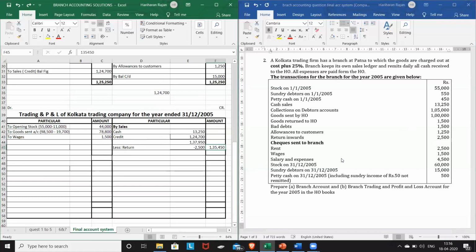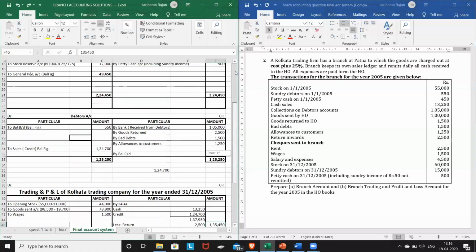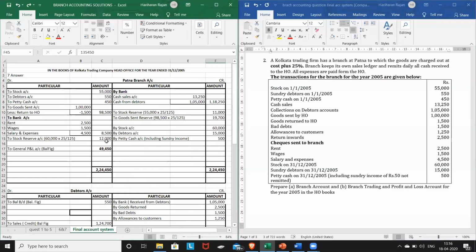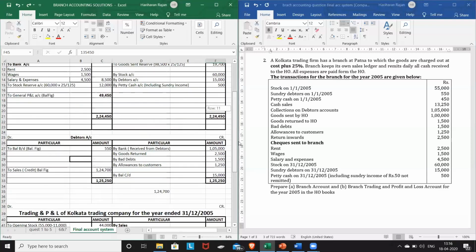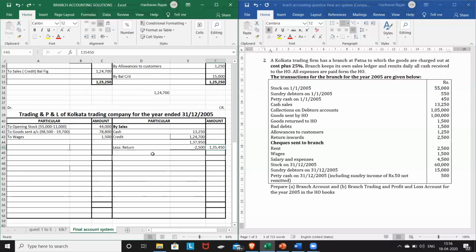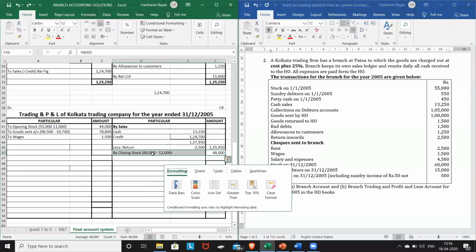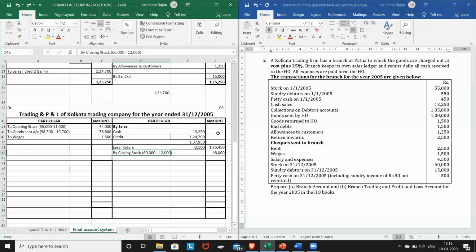And there is a closing stock for 60,000. Remember, 60,000. We have to remove the profit which was added, that is 12,000. So 60 minus 12 is nothing but 48,000. So the total this side is 2,83,450, which I can see here, and the total of this side is 1,24,300.